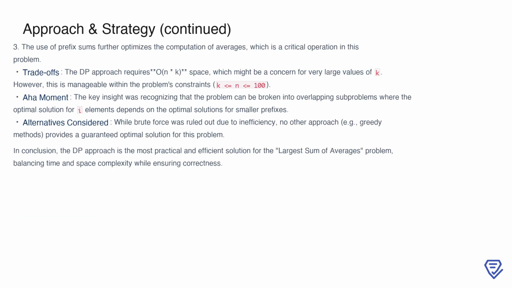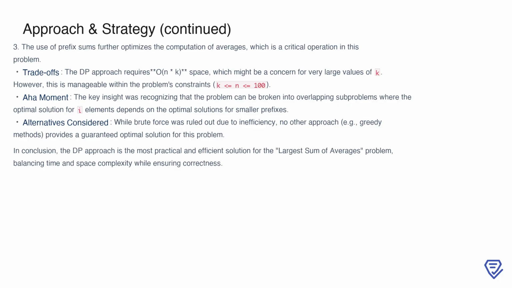By leveraging prefix sums in the dynamic programming approach, we further optimize the computation of subarray averages, which is a critical operation in this problem. While the DP approach does require k space, this is manageable given the problem's constraints, where k is at most 100. The key insight, or the aha moment here, is recognizing that the problem can be broken into overlapping subproblems.